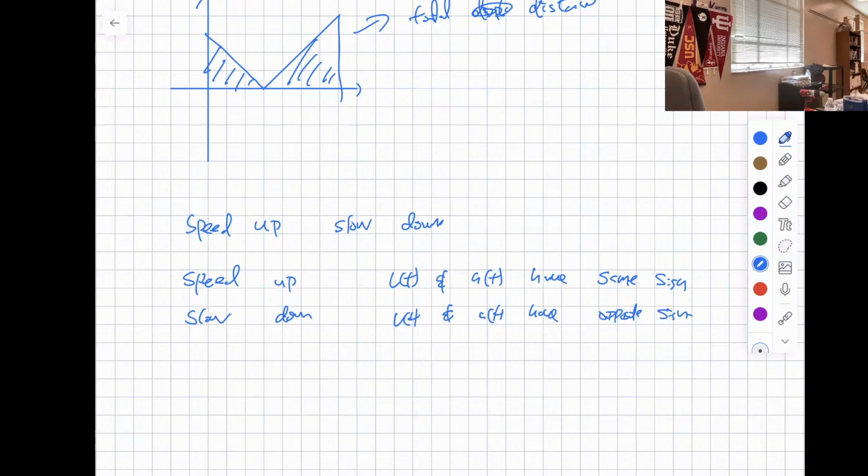Now, if I'm coming backwards, it's different. If I'm coming back, my velocity is what? Negative. But my acceleration is what? Positive, because he had to push against me. That's how I slowed down. So it's relative to the direction.